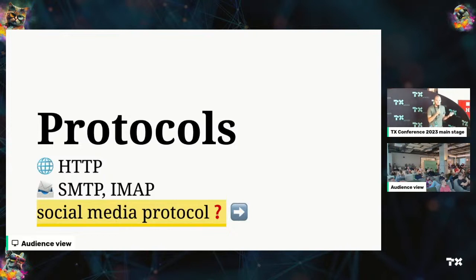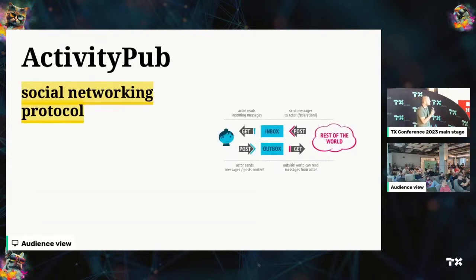But what about social media? Is there a protocol for social media? And that's what we said is ActivityPub. So ActivityPub is a social networking protocol, this common language that social networking websites use so that they can talk to each other. Presented in 2018, and it's the most widely used protocol in the Fediverse. It's not the only one. There have been also protocols prior to ActivityPub, but they were not so widely spread.